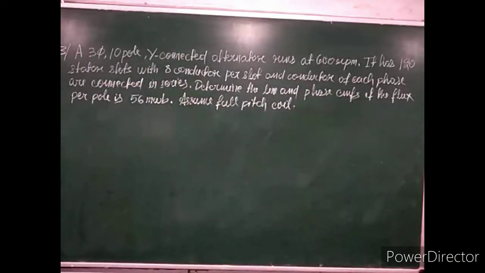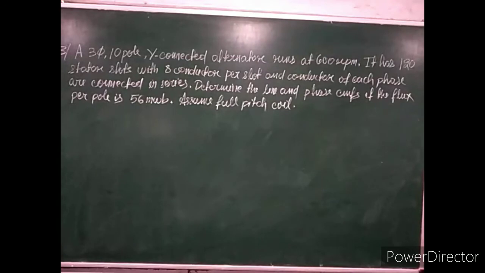Come to the third question. Here the third question is, a 3-phase 10-pole star connected alternator runs at 600 rpm. It has 120 stator slots with 8 conductors per slot, and conductors of each phase are connected in series. Determine the line and phase EMF if the flux per pole is 56 milliweber.